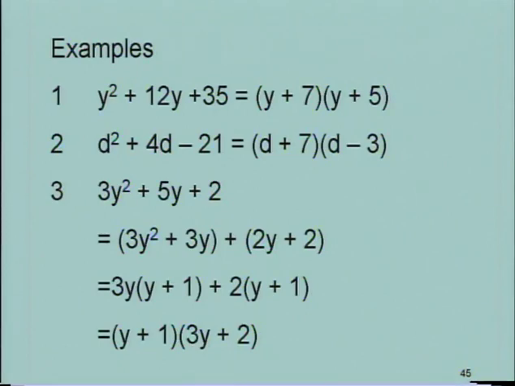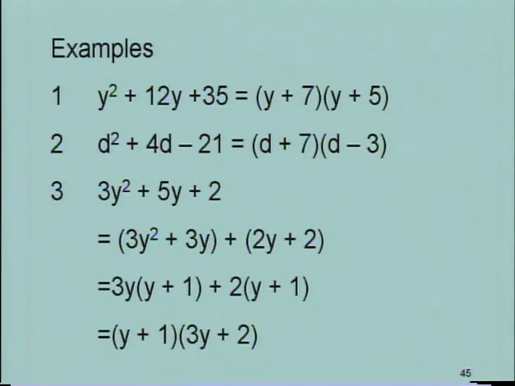The other example, d squared plus 4d minus 21. Two factors of d squared will be d and d. Two factors of 21 will be 7 and 3. But here we have minus 21. So we have to know how to manipulate the signs. One must be a plus, one must be a minus. The middle term on the left is a plus, so the greater factor will carry the plus. So when we factorize d squared plus 4d minus 21, we'll have d plus 7 times d minus 3.